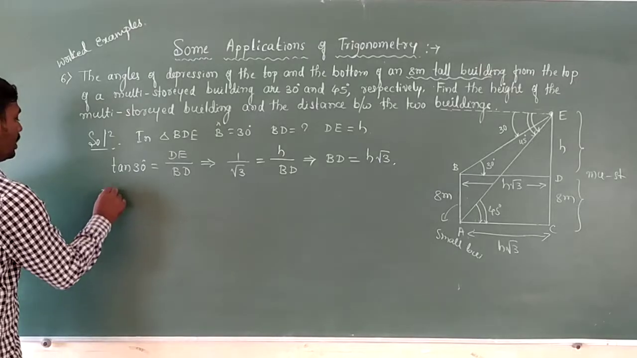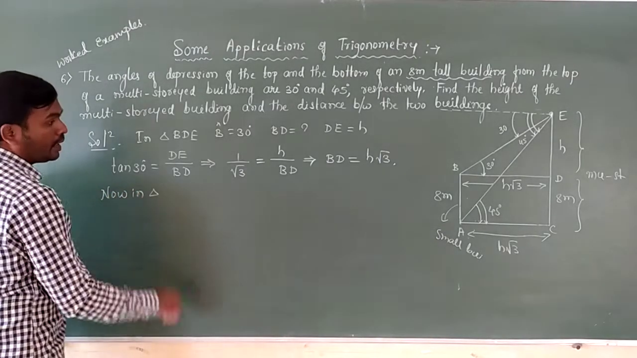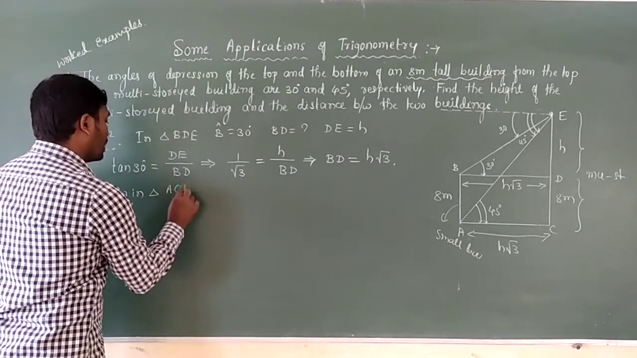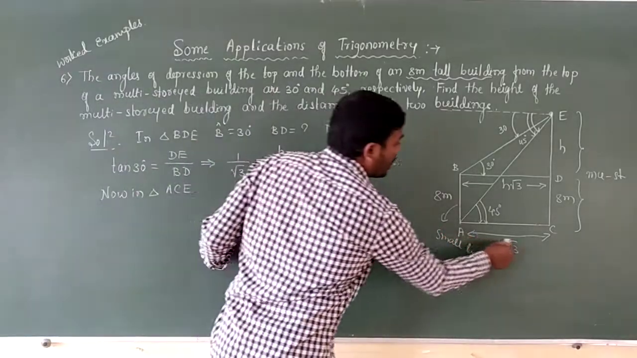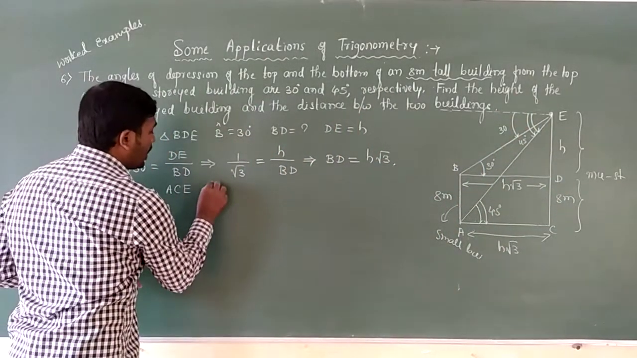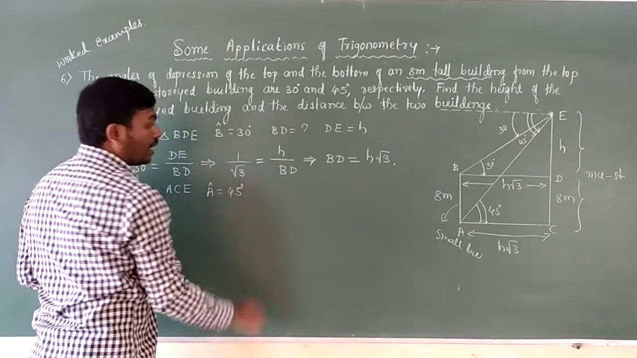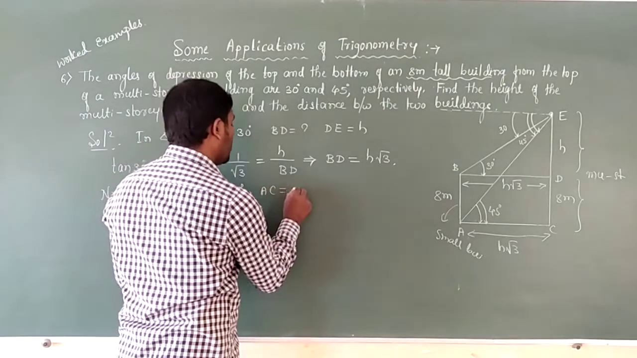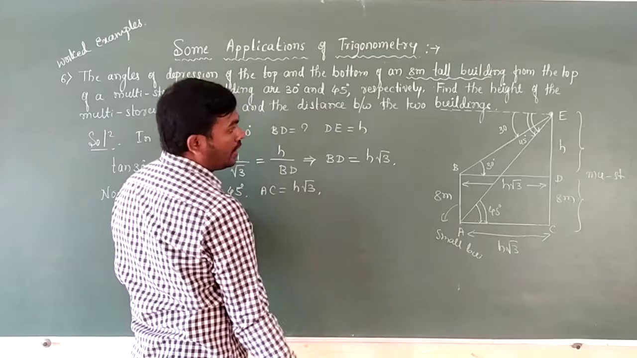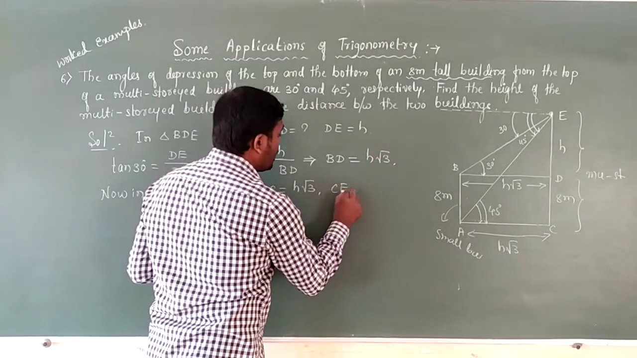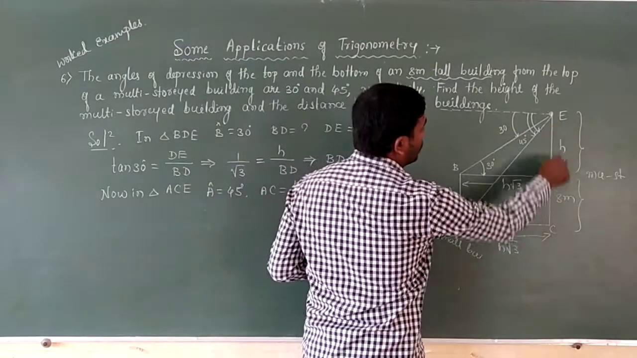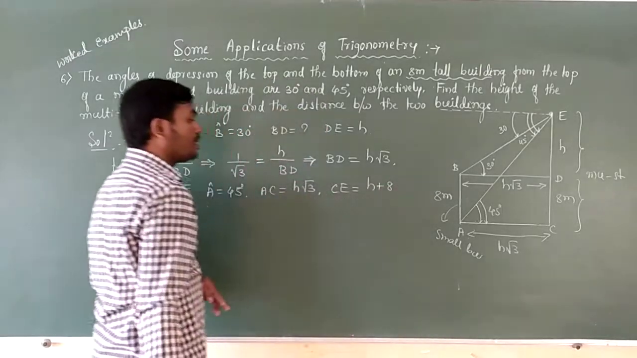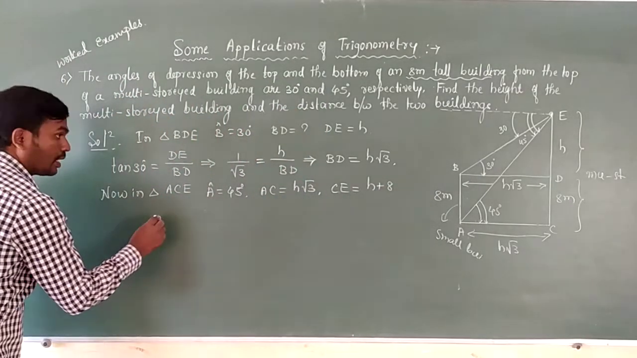Now in triangle ACE, what is given here? Angle A is 45 degrees, and AC we found: AC is equal to H root 3. And CE is equal to what? CE is CD plus DE, so H plus 8. So let us simplify this by taking the trigonometric ratio tan.